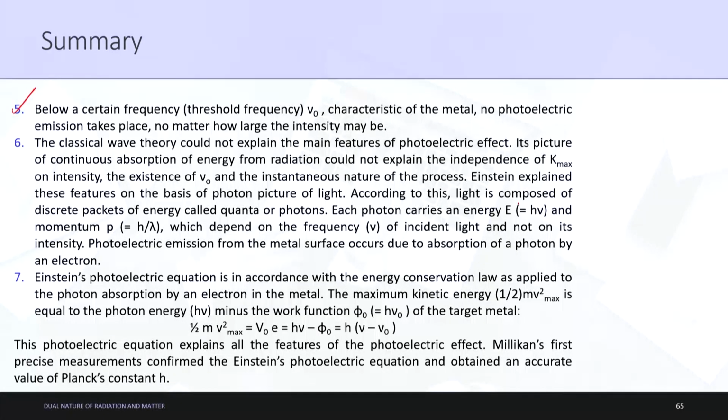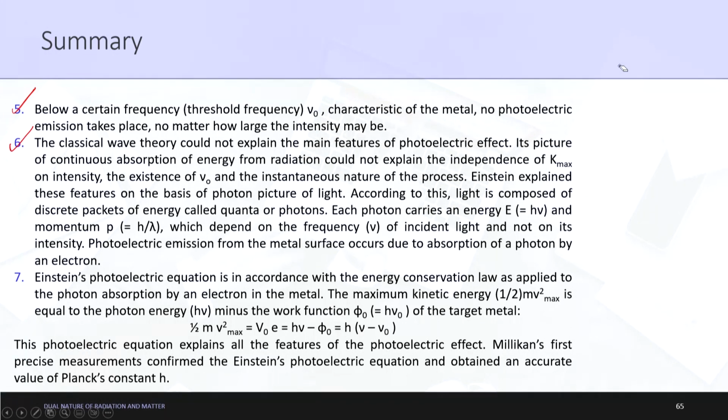According to this, light is composed of discrete packets of energy called quanta or photons. Each photon carries an energy E equal to h nu and momentum p equal to h by lambda, which depends upon the frequency of the incident light and not on its intensity. Please remember, it is a very important point that it does not depend upon the intensity. Photoelectric emission from the metal surface occurs due to the absorption of a photon by an electron. After this, we also did some examples regarding the concepts of each photon, the amount of energy required for n molecules so that the photoelectric effect can occur, etc.